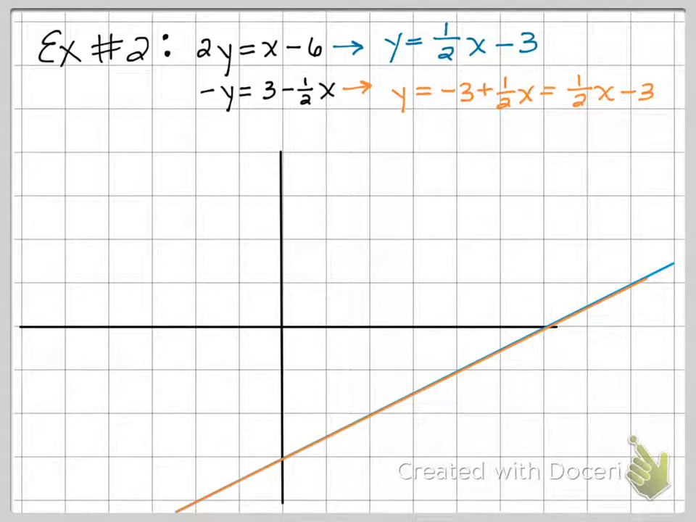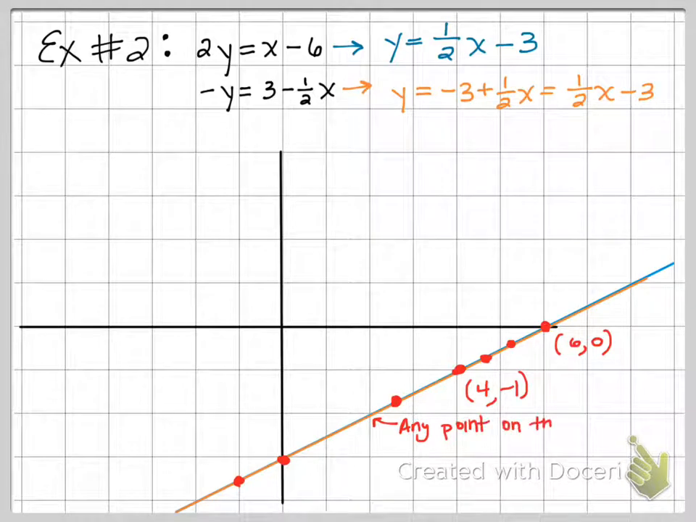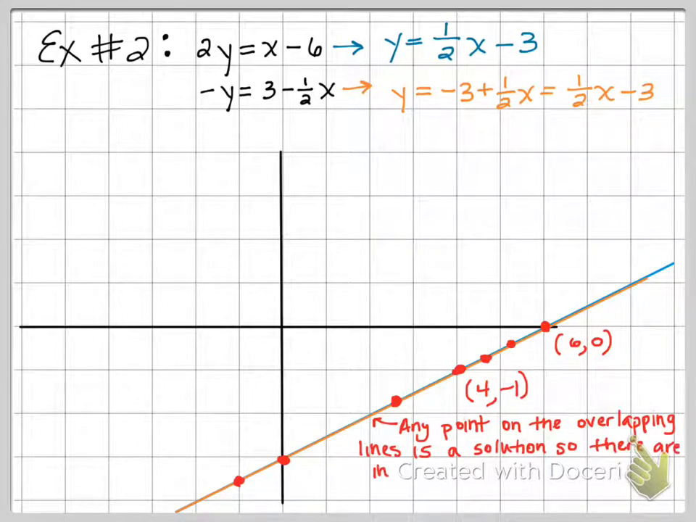Because I'm supposed to find where they intersect, but they're right on top of one another. So every single point on this line, and it doesn't have to be right on a grid line, any point that lies right on top of both lines, is considered a solution. But there's no possible way that we can write down every single point. So what we say is that there are infinitely many solutions. So when they're right on top of each other, every point on that line is a solution, and there are an infinite number of those solutions.